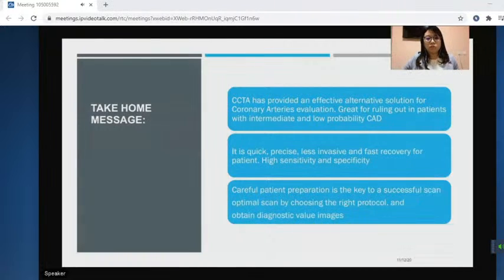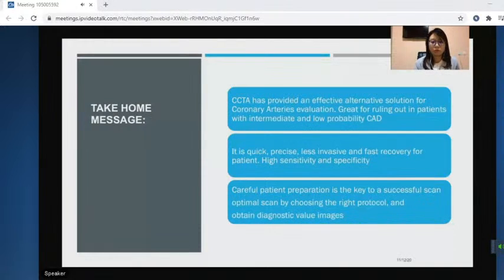So some take-home messages for today. CTA is actually an effective alternative solution for coronary artery evaluation. It is also a very quick, precise, less invasive, fast recovery examination for our patients. It has high sensitivity and specificity.